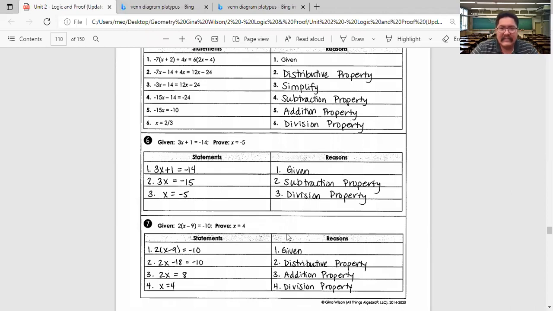And for number 6 and 7, on your worksheet, it would be blank right here, so you'd have to fill that in yourself. Given 3x plus 1 is equal to negative 14, what do we need to do? Again, that first step is always to show your given. So this is what we were given, and we say that it was given to us like that.